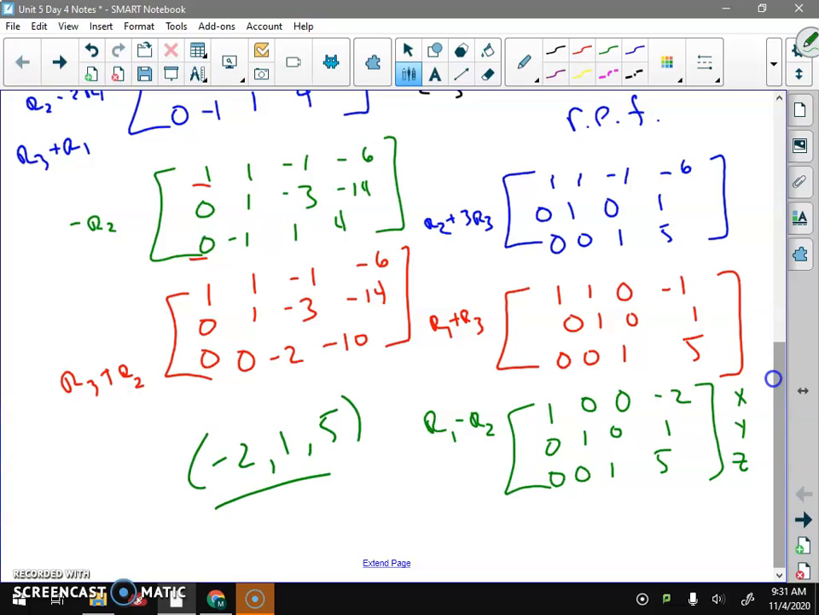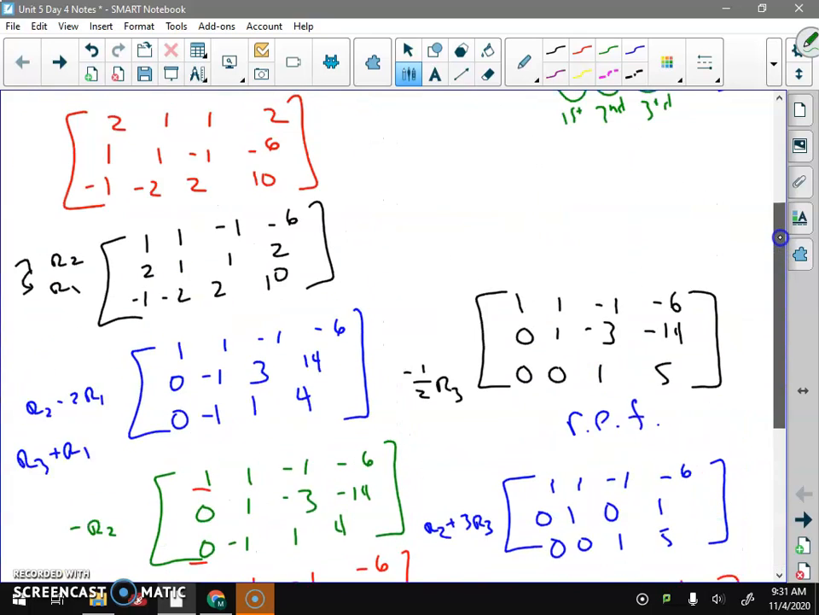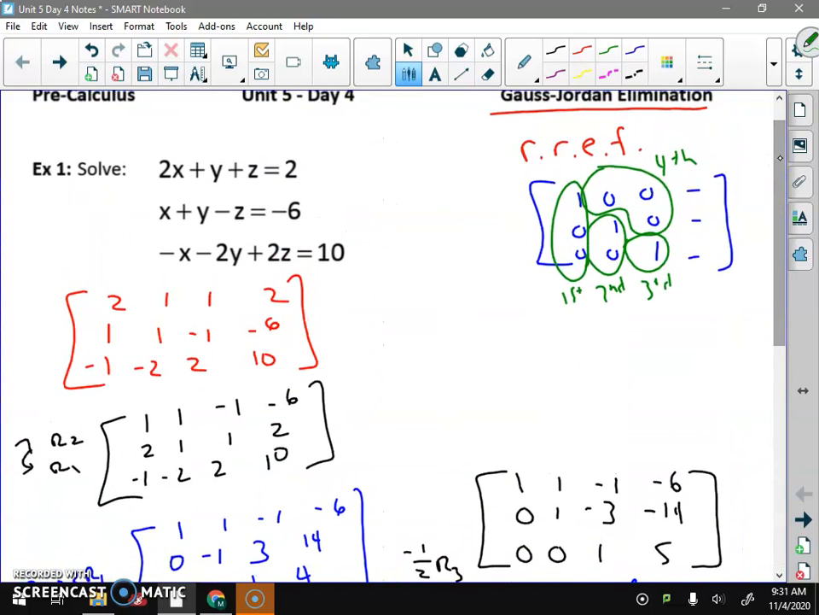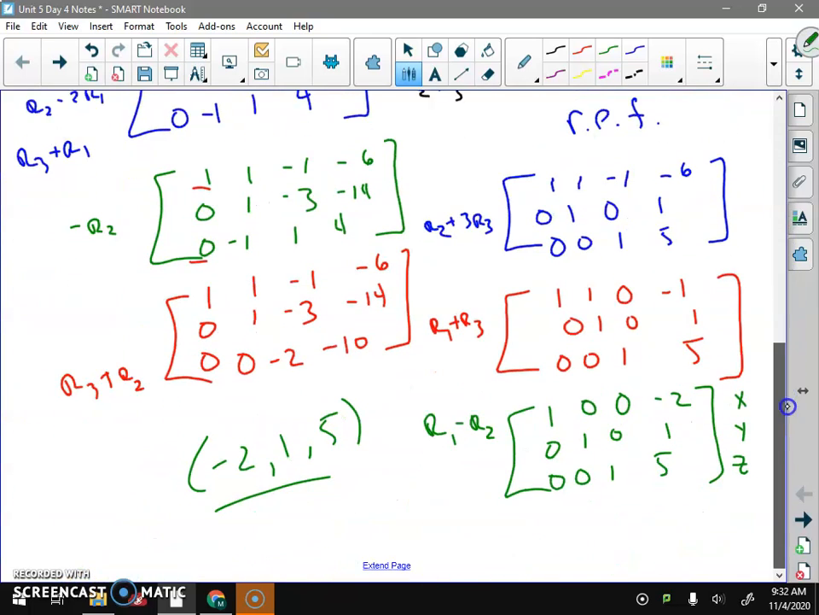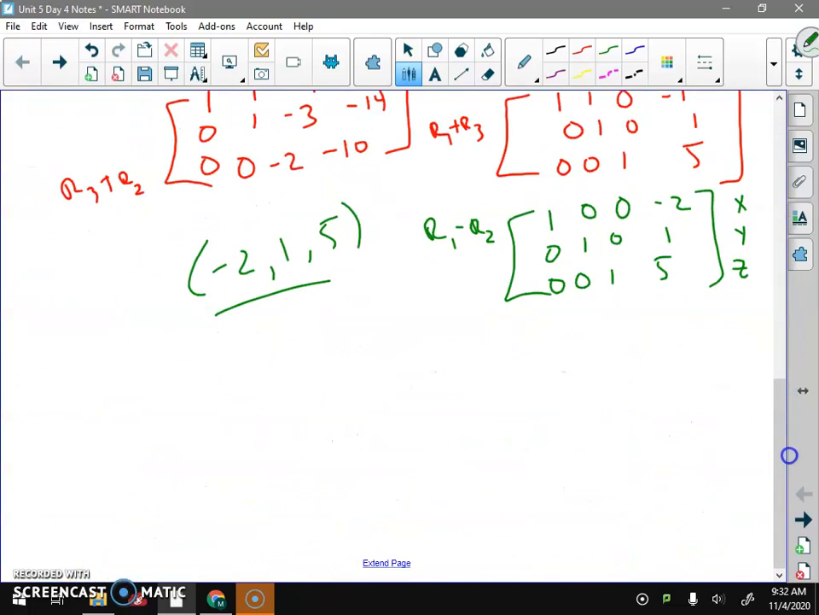Again, the only ordered triple that would work in all 3 original equations. Go ahead and check it if you want to. I'll check it in 1. 2x plus y plus z equals 2.